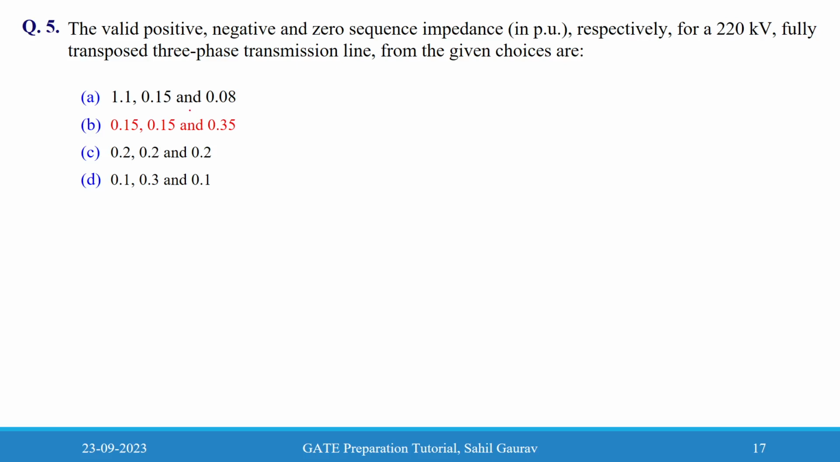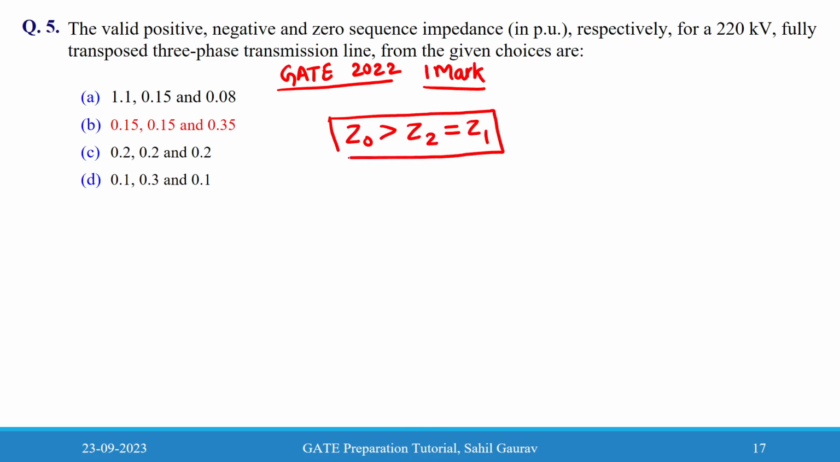Z0 is greater than Z1, Z2, sir, where Z1 and Z2 are equal. Oh, very good. So this was asked recently, one mark. So we know that Z naught should be greater than Z2, and Z2 should be equal to Z1 for the transmission line. So the B option is correct.